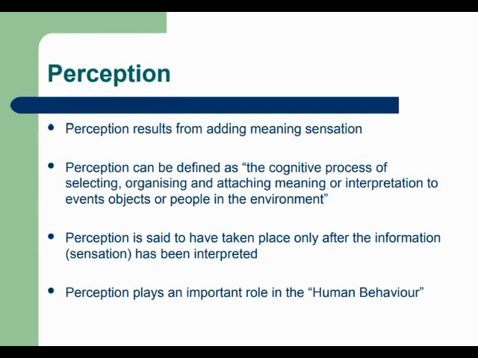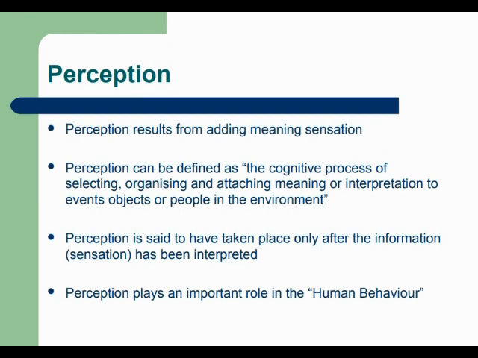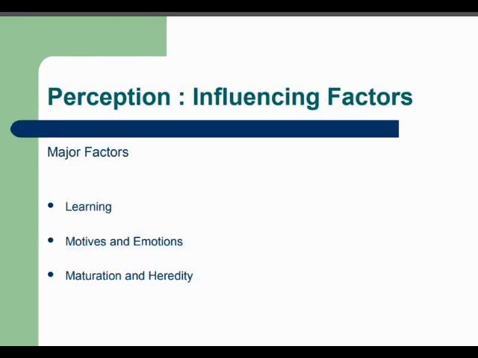Perception. Perception results from adding meaning to sensation. Perception can be defined as the cognitive process of selecting, organizing and attaching meaning or interpretation to events, objects or people in the environment. Perception is said to have taken place only after the information, sensation, has been interpreted. Perception plays an important role in human behavior.